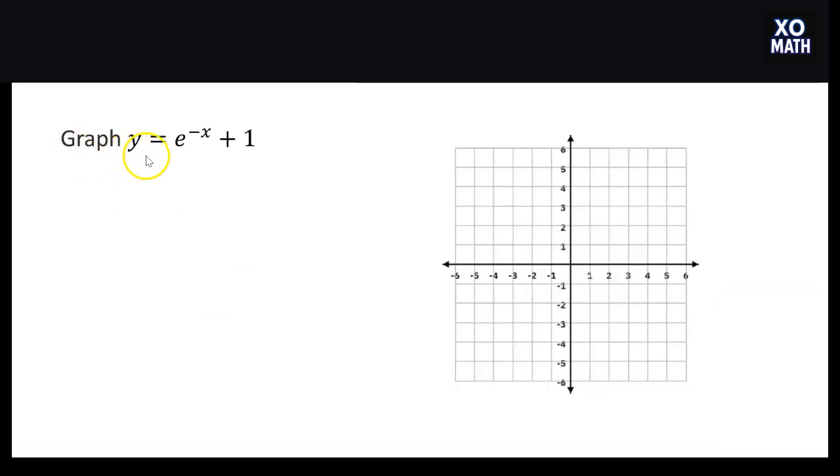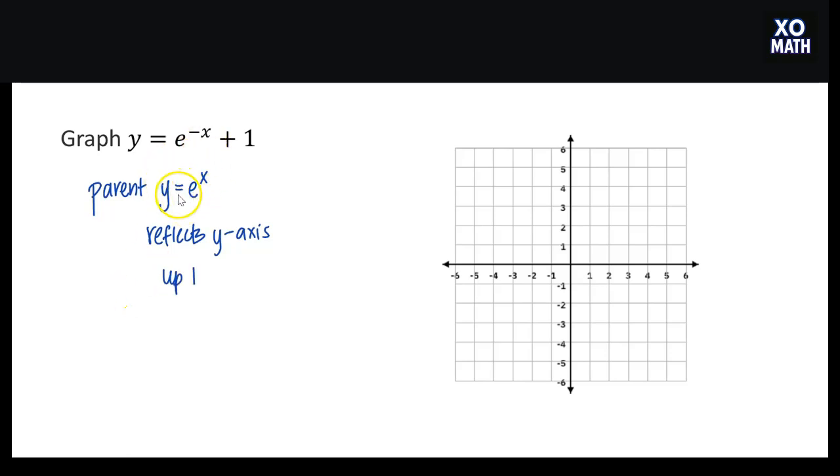Here we want to graph y equals e to the -x plus 1. So the parent function on this one is the exponential function y equals e to the x. Now this time there's a negative that's being multiplied, but it's in front of the x, not in front of the entire function, not in front of the e. So because it's in front of the x, it's going to be a reflection this time over the y-axis. And then finally, this plus 1 is on the outside of the function, so it's going to be a vertical translation up 1 unit.